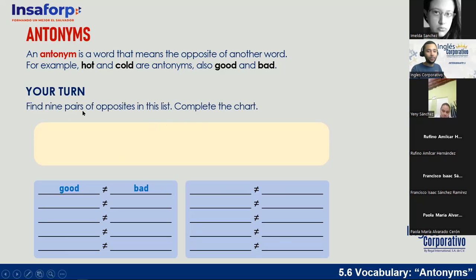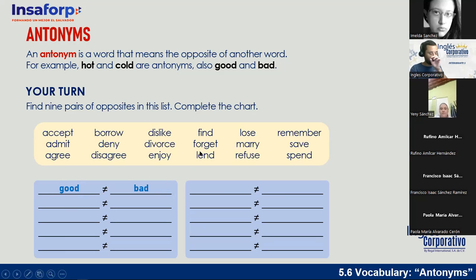To find nine pairs of opposites in this list, you will complete the chart. For example, good is the opposite of bad. And in the chart, you have the verbs accept, admit, agree, borrow, deny, disagree, dislike, divorce, enjoy, find, forget, lend, lose, marry, refuse, remember, save, and spend.